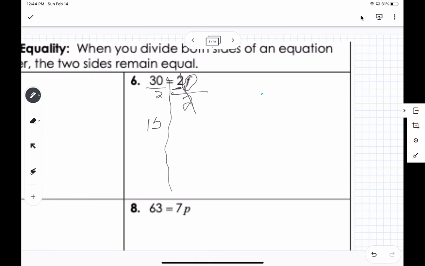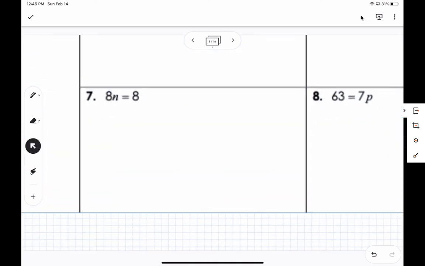30 divided by 2 is 15. So F equals 15. I can test that. 2 times 15, does that equal 30? And it does. All right. So your turn. Try number 7.